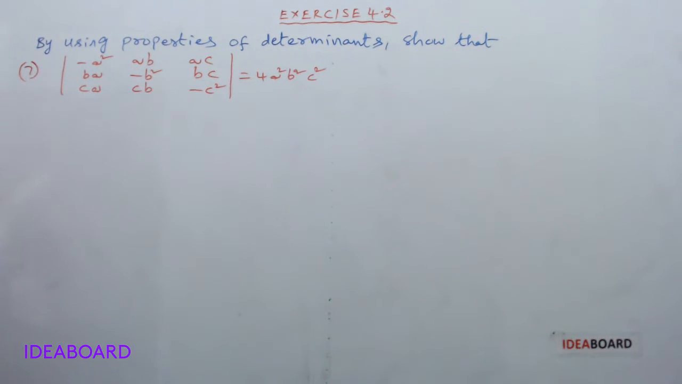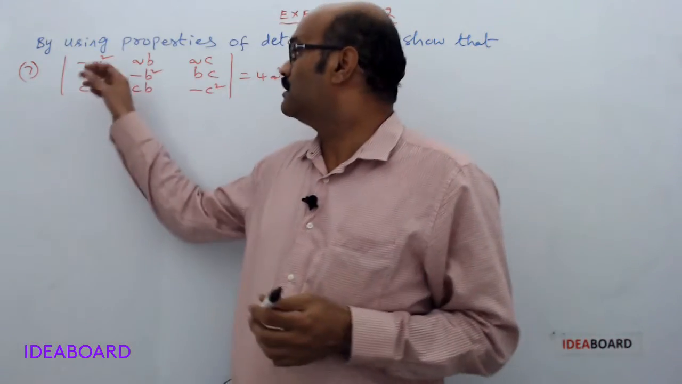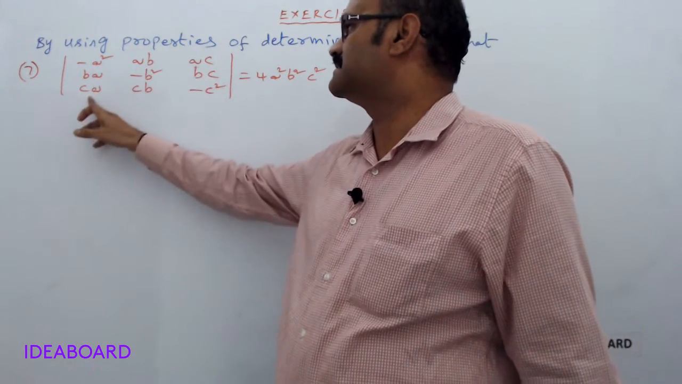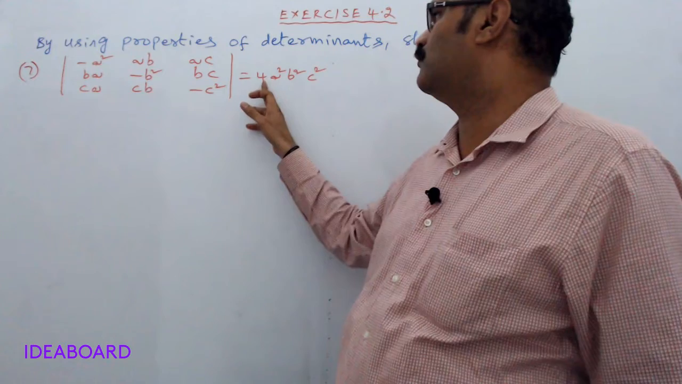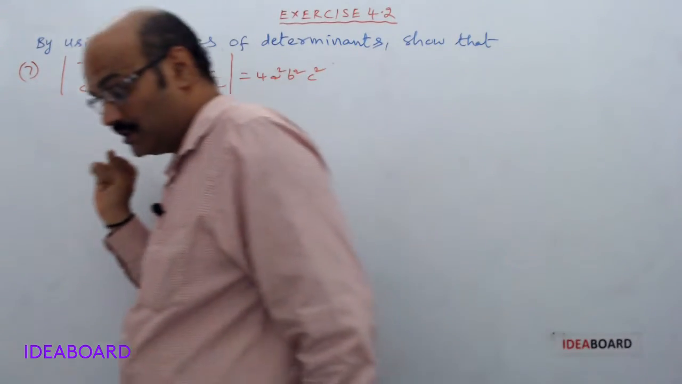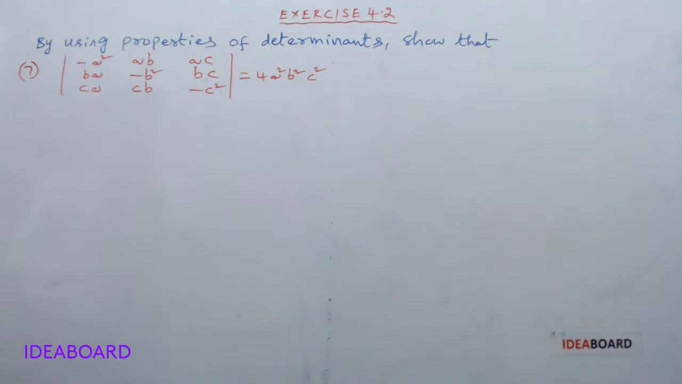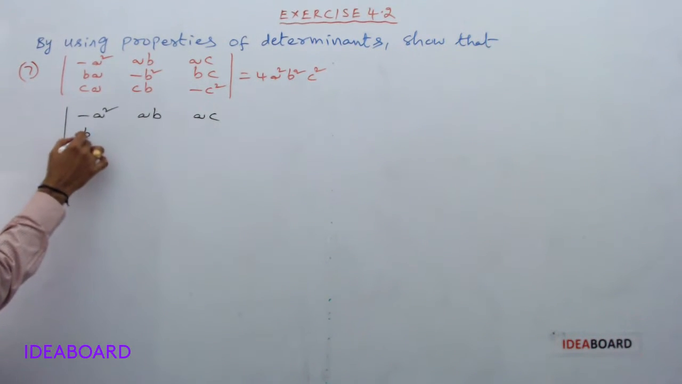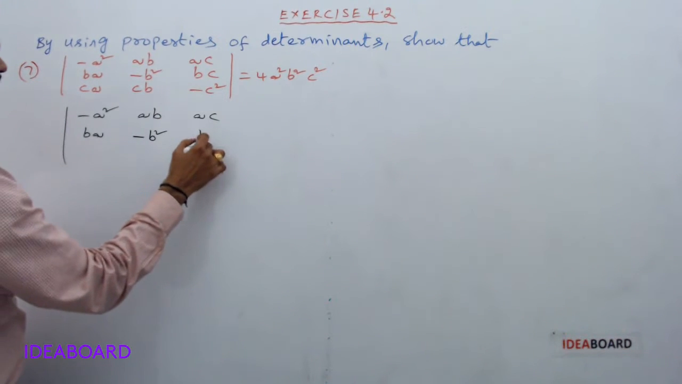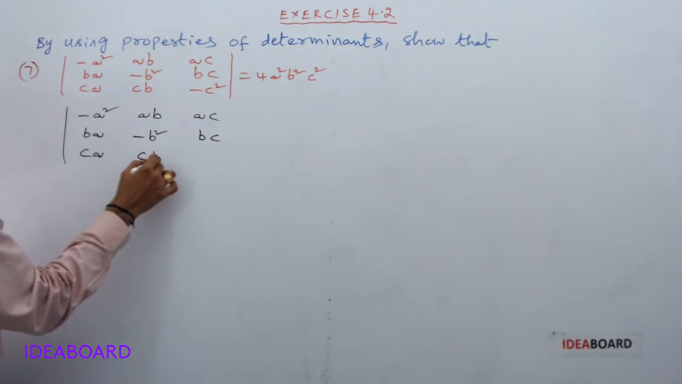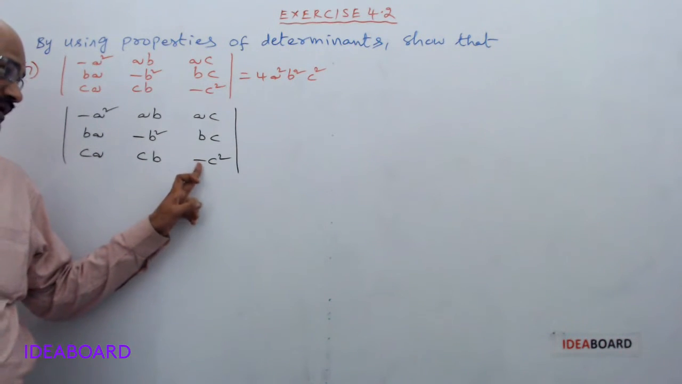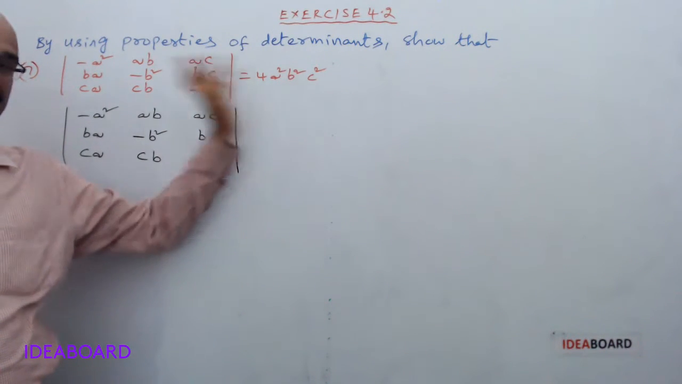Seventh problem, determinant of minus a square, ab, ac, ba, minus b square, bc, ca, cb, minus c square, equal to 4 a square b square c square. Now the given problem is this determinant. We have to prove that the determinant of this one equals 4a square b square c square.